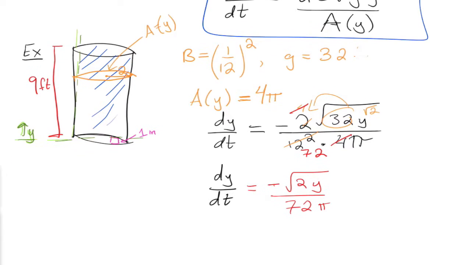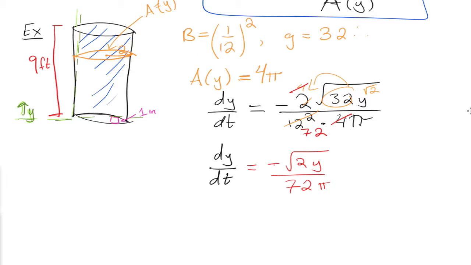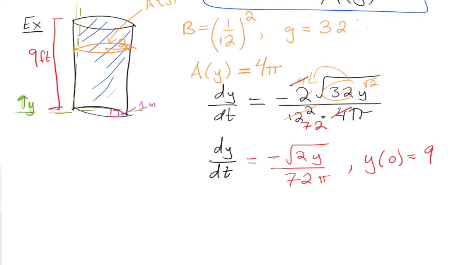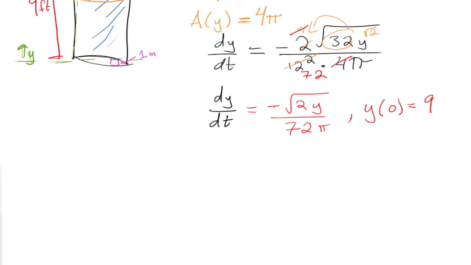How do we solve this? This is called what kind of a differential equation? It's a separable differential equation, right? Why don't we add the initial condition? What's the initial condition? y of 0 is equal to 9 feet. That's the height at the initial time because it said that it was full. So, this is a separable differential equation. How do I solve it? What's the first thing I do? Let's solve it over here.